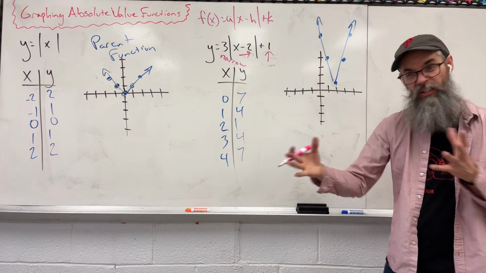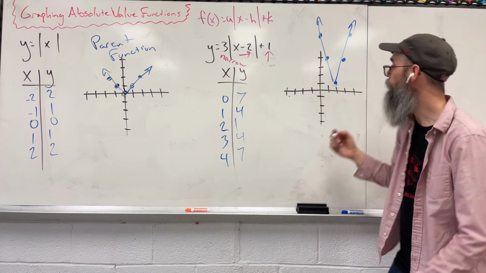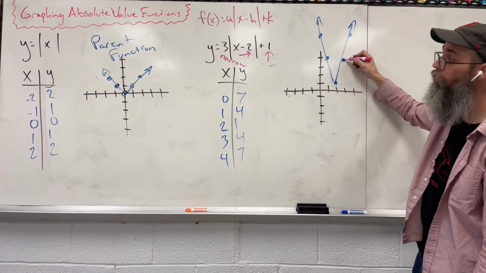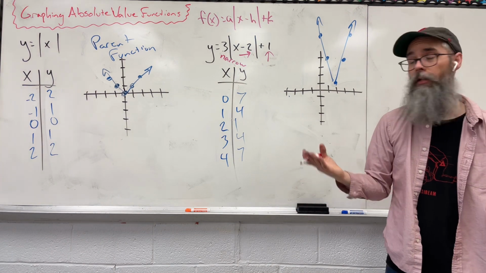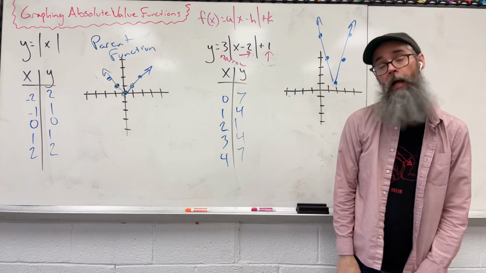Further, just kind of connections and relationships with everything, that 3 also acts sort of like a slope here. If we start here, we go up 1, 2, 3 over 1, just like when we did linear equations. And that is graphing absolute value functions.